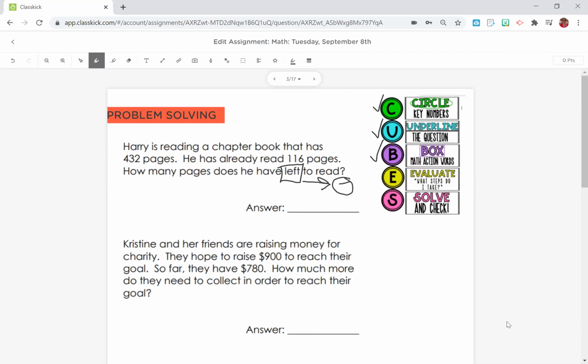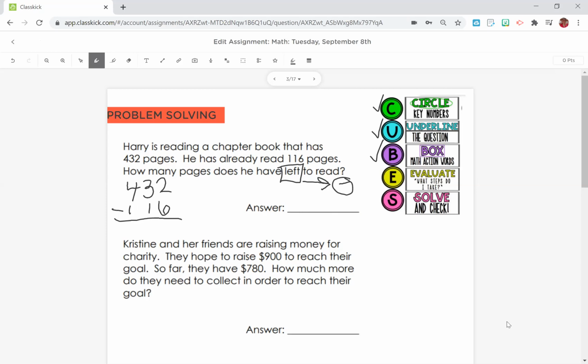When we evaluate, remember, you can use a picture if you need to, and then when you solve, you need to solve and check. We are going to add the solve and check piece today, and I'll show you how we do that. So first, I'm going to use my two numbers and my action word to write my sentence. So I have 432 pages, and I need to subtract 116 pages. Now when we subtract, the largest number always goes on top.